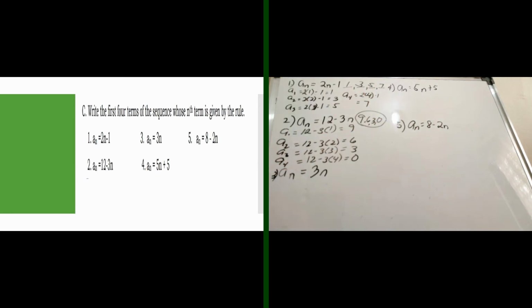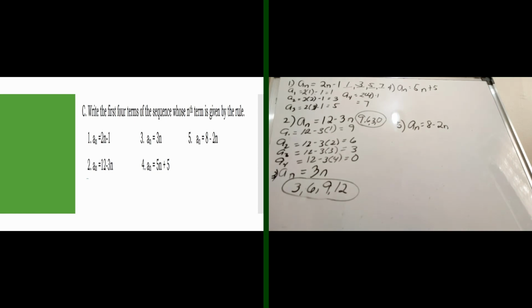And then let's have a sub n equals 3n. So this is just easy. 3 times 1 is 3. 3 times 2 is 6. 3 times 3 is 9. 3 times 4 is 12. So that will serve as your final answer.